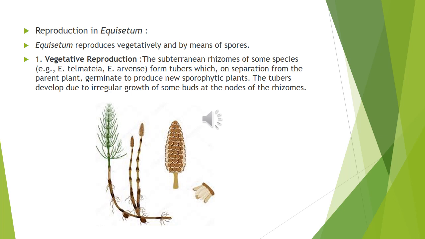Here the septate rhizomes of some species, for example, Equisetum telmateia and Equisetum arvense, form tubers which on separation from the parent plant germinate to produce new sporophytic plants. That means the rhizomes beneath the soil form tubers, and from these tubers, after separation from the parent plant, we can get a new plant. The tubers develop due to the irregular growth of some buds at the nodes of the rhizomes.